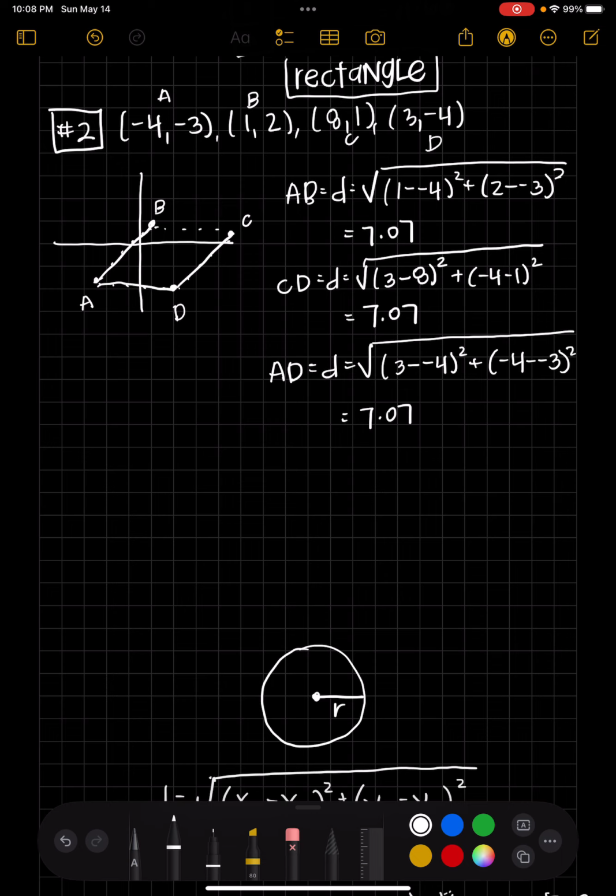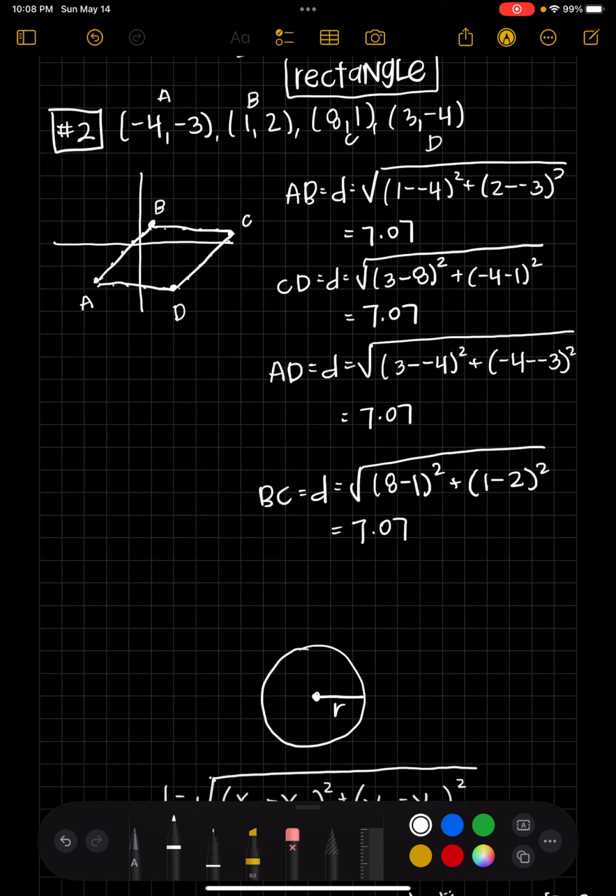Now let's just double check with BC. It should be the same, but let's double check because you never know. So I'm going to start with 8 minus 1 squared plus 1 minus 2 squared. Okay, plug that in. And I get 7.07 again. Okay, beautiful. Which means all of these sides are the same.